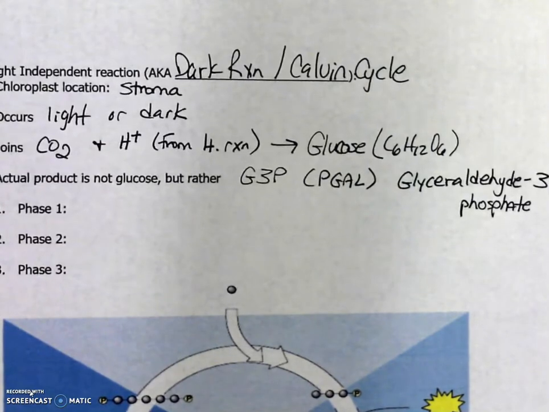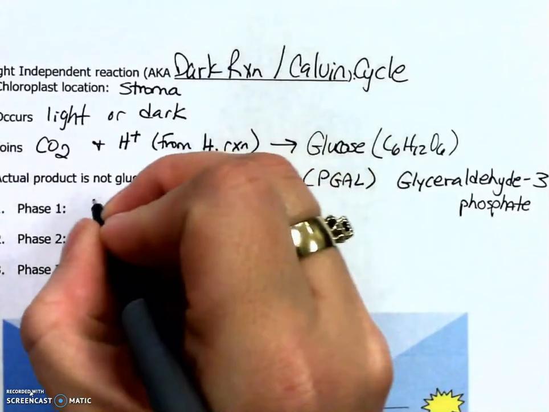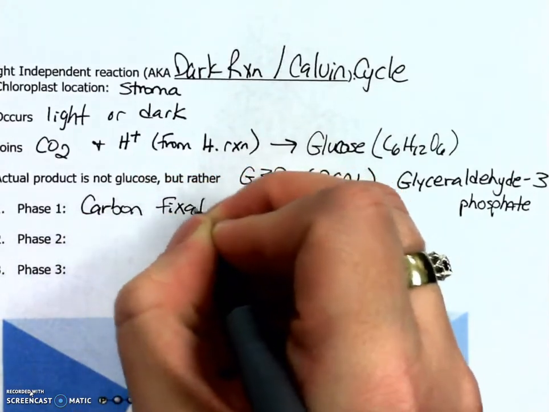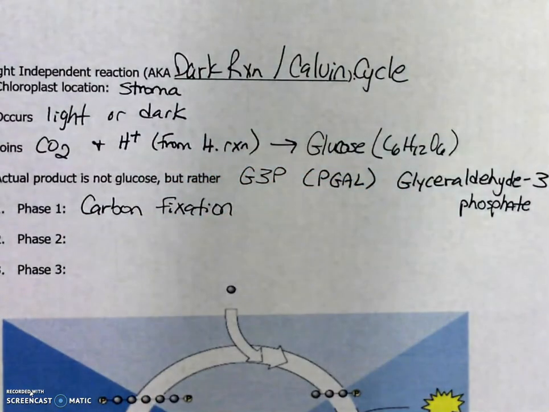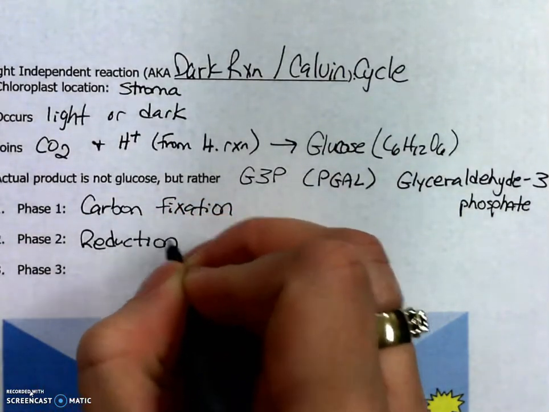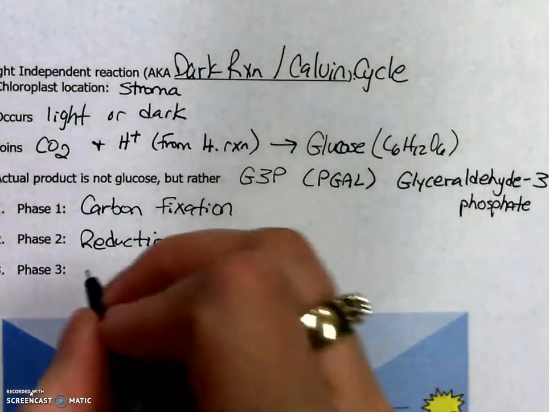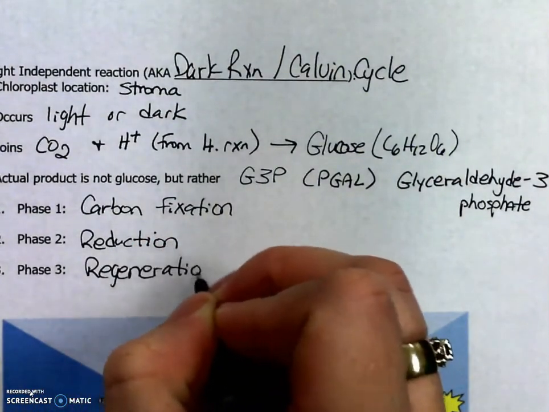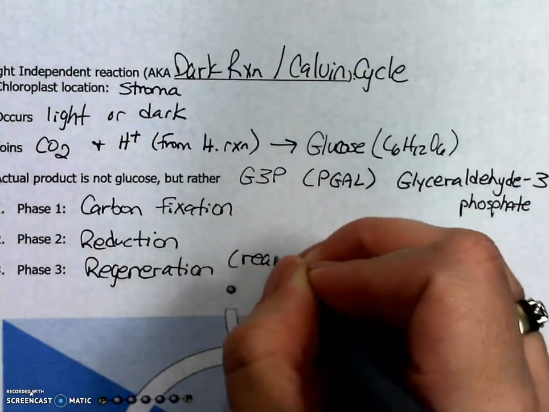There are three phases to the Calvin cycle. The first phase is carbon fixation. The second phase is a reduction phase. And the third phase is a regeneration or a rearrangement.